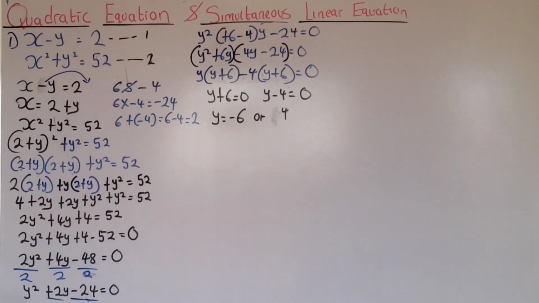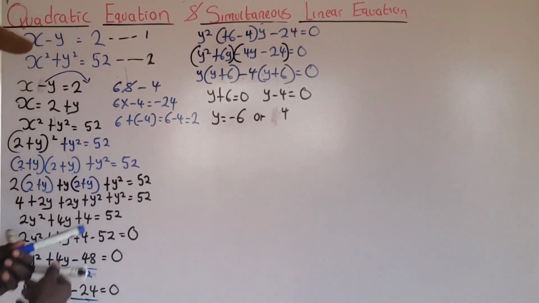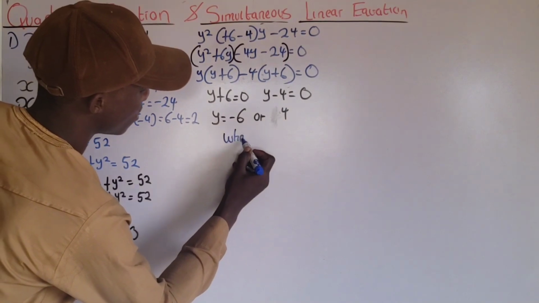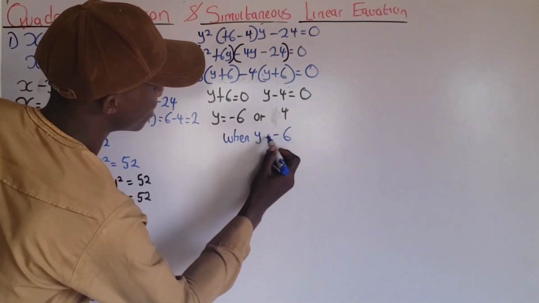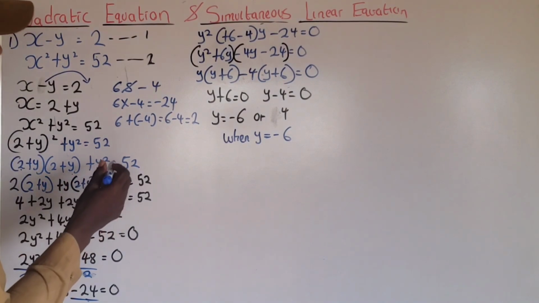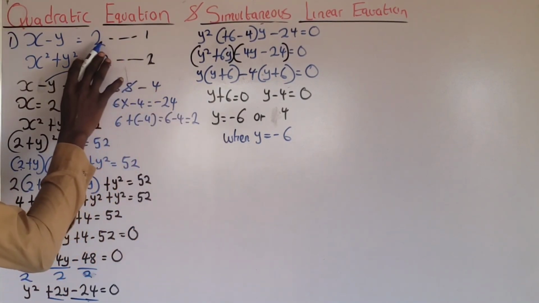Now, I'm not done with the question, okay? Because the question says that we should determine the value of x and y. Okay, we should solve the equation. That means we should determine the value of x and y. So having gotten the value of y, I can easily solve for the value of x. Are you paying attention? Now let's take it step by step. When y is equals to negative 6, what would be the value of x? You just have to substitute the value of y into the first equation.